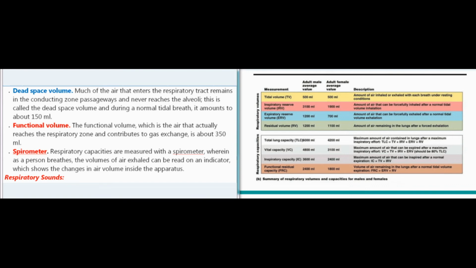Spirometer. Respiratory capacities are measured with a spirometer, wherein as a person breathes, the volumes of air exhaled can be read on an indicator, which shows the changes in air volume inside the apparatus.